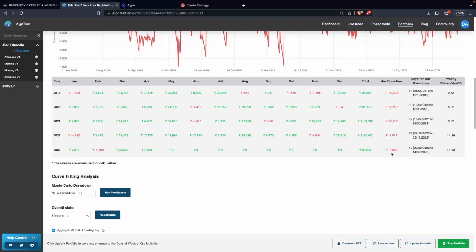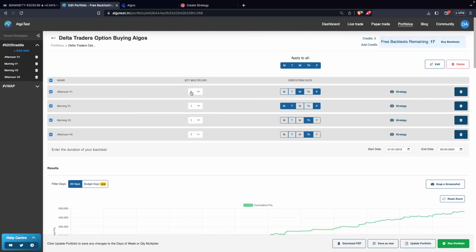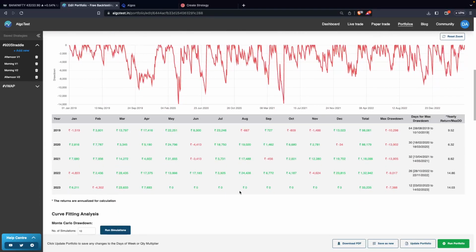here we can see the different profits made by the algo in the past 5 years, the past 4 years, and the 4 months of the current running year, 2023. This strategy requires 25,000 per lot to run, and these are the backtests of a single lot. Here you can see the lot multiplier is set to 1 in all the strategies. So you will need 25,000 rupees in your account to run this portfolio.